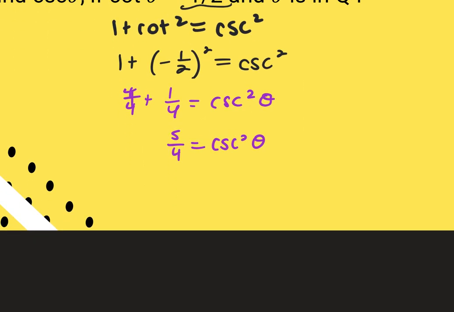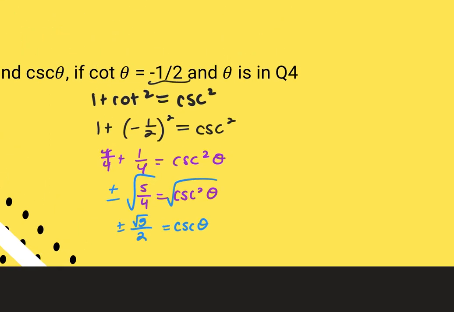And then to solve for cosecant, I'm going to square root. And it would be plus or minus, but we're going to pick one in just a moment when we look at what quadrant it's in. So I'd get the cosecant of theta equals the square root of 5 over the square root of 4, which is 2. And then I have to determine if it's positive or negative. And that's where the quadrant comes into play.